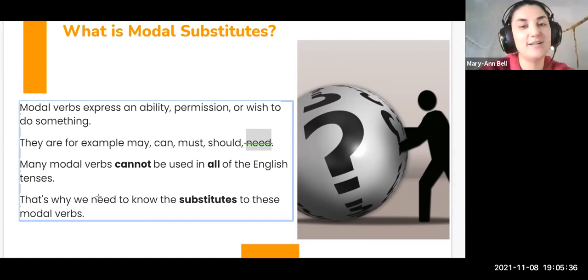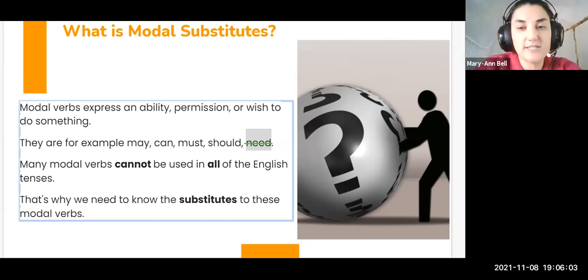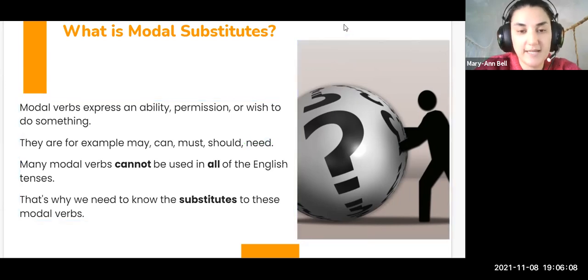It doesn't work. And that's when we need to use substitutes to help us convey the same meaning, in this case, the obligation, but in the past tense, okay? So that's what we're going to see. These substitutes are conveying the same meaning, but they're allowing us to be a little bit more flexible with the tenses that we can use, okay? Okay, so let's have a look at some more examples. So if we move on to the next slide.